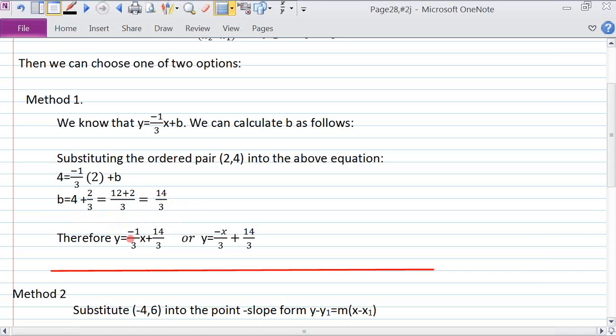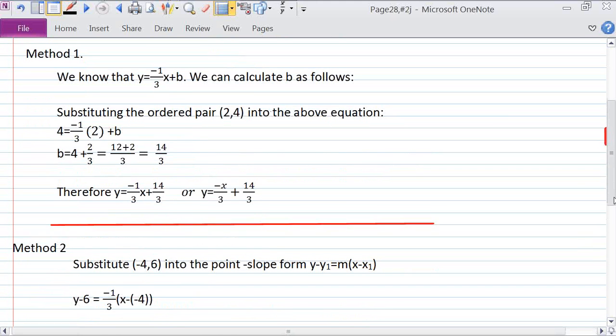So therefore, putting this back into this equation, we now have the b value, and we write y equals minus 1/3 x plus 14 over 3, which is the same as writing minus x over 3 plus 14 over 3. Minus 1 times x is minus x, and the 3 is here. So these are equivalent statements.